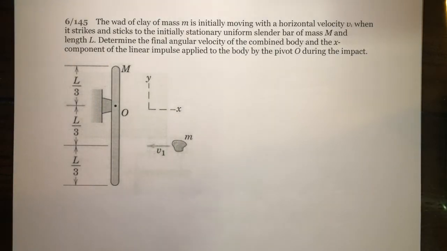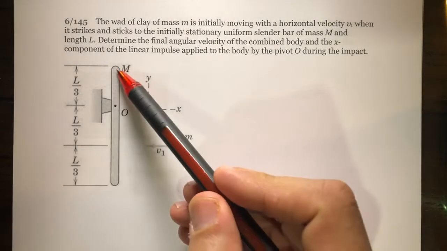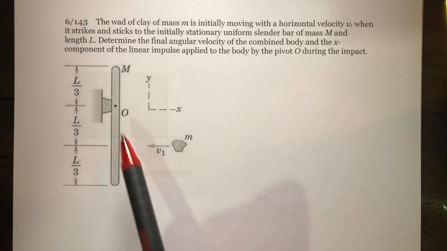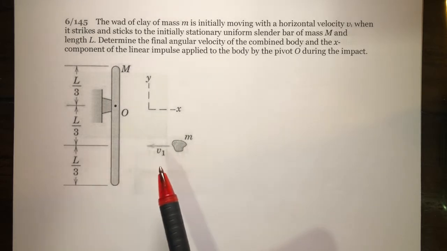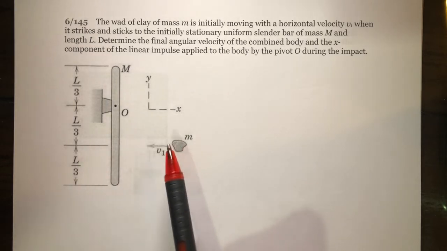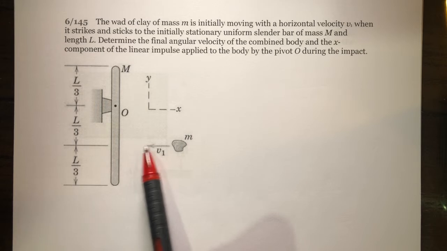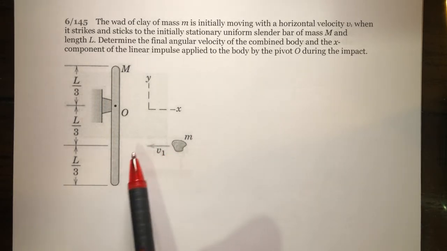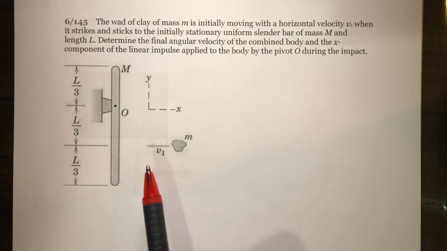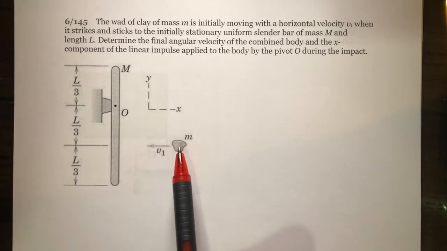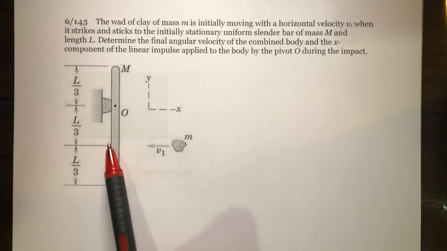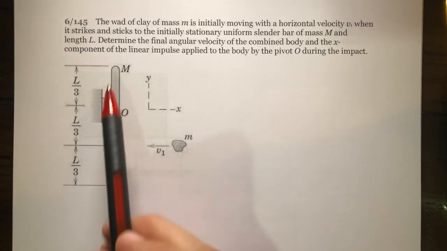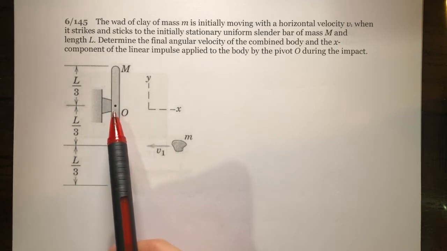In problem 145, we have this bar which is hanging from point O, and it is in stationary condition, and we have this piece of clay which is moving in the horizontal direction with velocity of v1. Let's say it is very close to this, and let's say there is no gravity. And this piece of clay, after the impact, is going to stick to this bar. Then everything is going to rotate about point O.